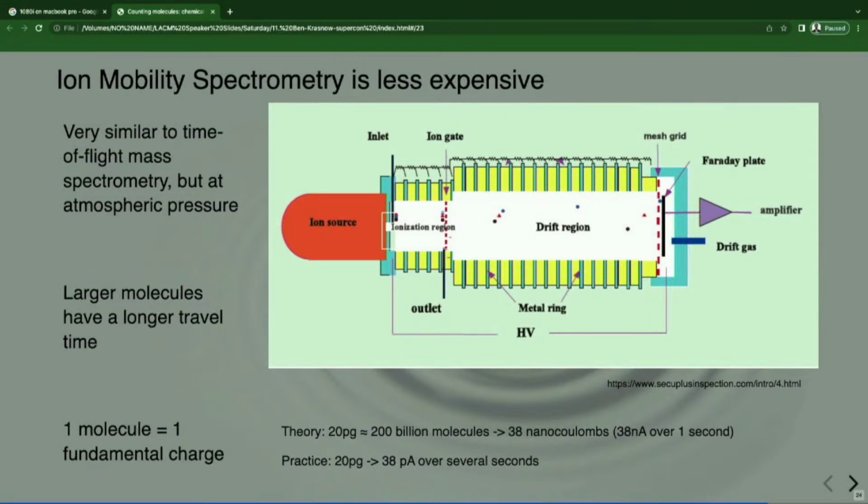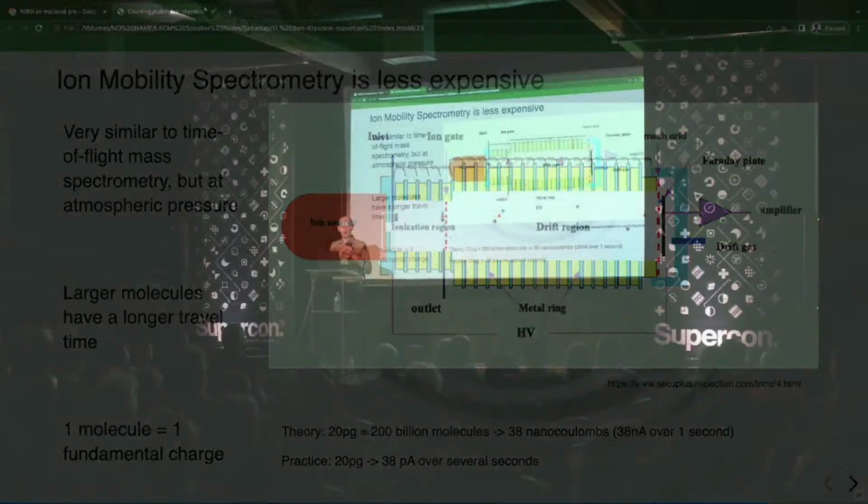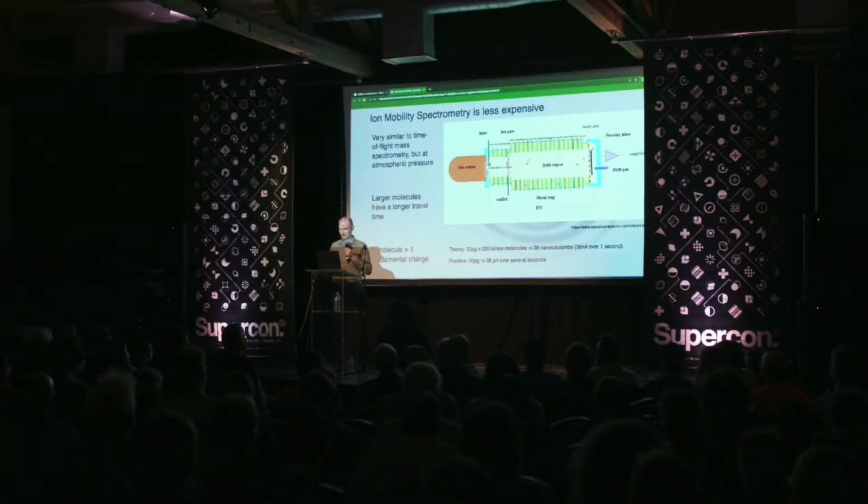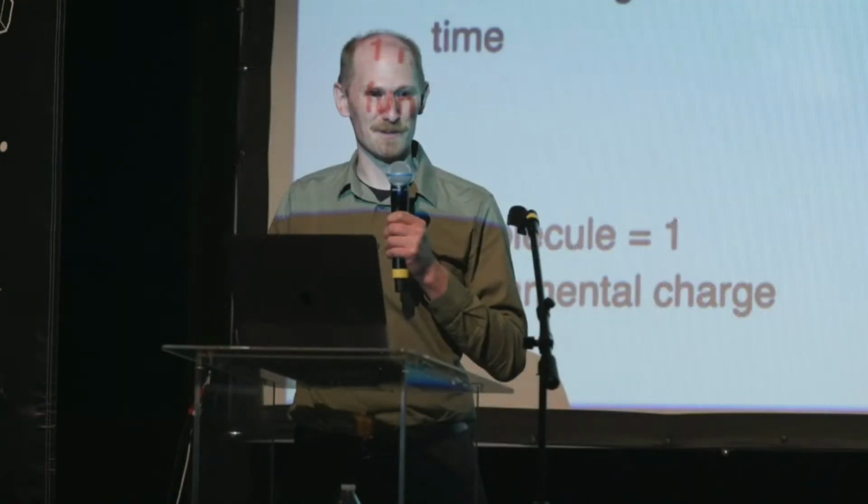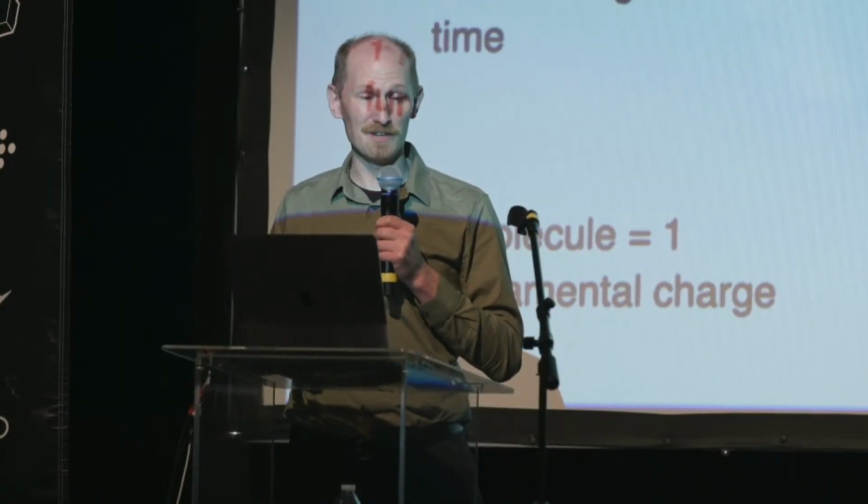And so it's actually linear. So I have down here in theory a 20 picogram burst. Like if you had a 20 picogram amount of sample that you put into this thing, that's about 200 billion molecules. That should generate about 38 nanocoulombs of charge if you just multiply it out. It's just one fundamental charge every time a molecule slams into there. And so in theory, that's 38 nanoamps over a second. But in reality, there's a ton of losses, an absolute ton of them. And so in practice, you really only get about 38 picoamps for a limited detection signal, which is about 20 picograms. But that's still pretty good.